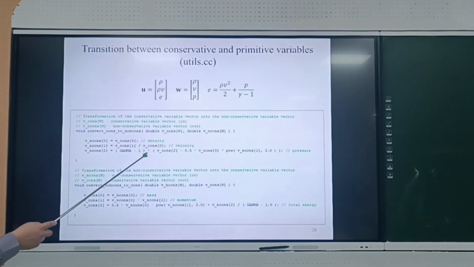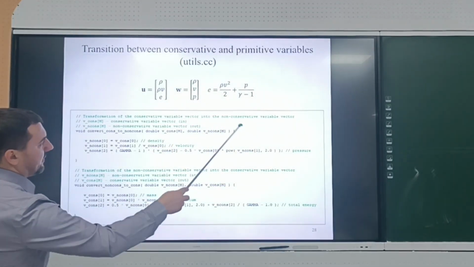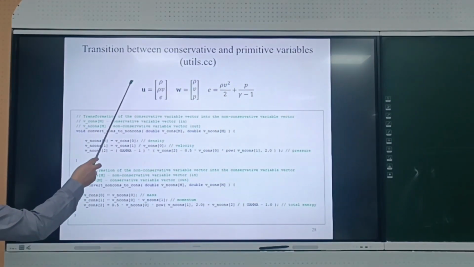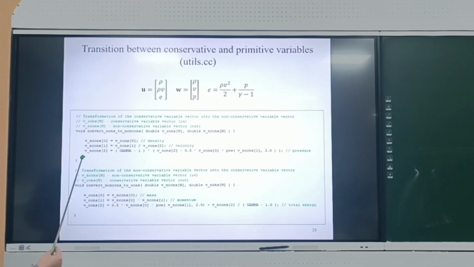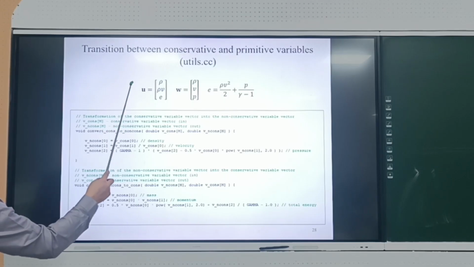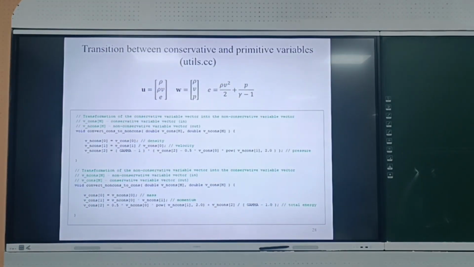One of the functions that usually exists in each solver is the function for how to transform from the conservative variable vector to the non-conservative or primitive variable vector. So we have a conservative variable vector and a primitive variable vector. This is a very simple function to transfer from U to W and from W to U. This is a straightforward procedure, but it's better not to use these formulas each time you need to do that. It's better to have a function to do that.